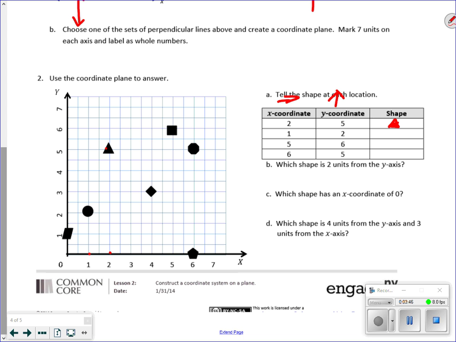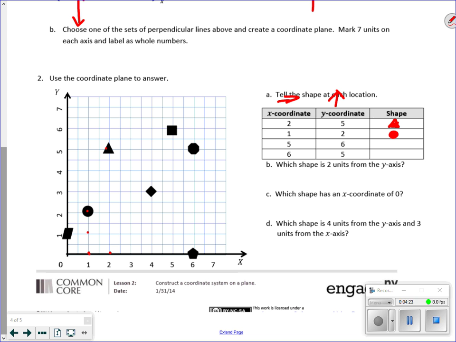What shape is at 1, 2? What shape is it? 1, 2, Maya? Circle. The circle. Over 1, up 2. It is the circle. Very good. If you do 2, 1, there's nothing there. And some people do backwards, and there's nothing there. So they'll do like 2, 1, and that's not right. It's over 1, up 2.